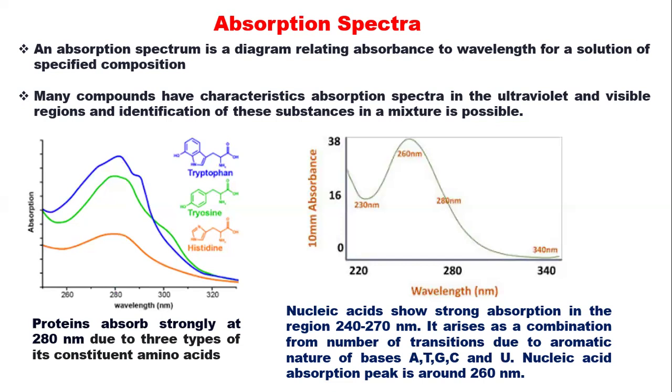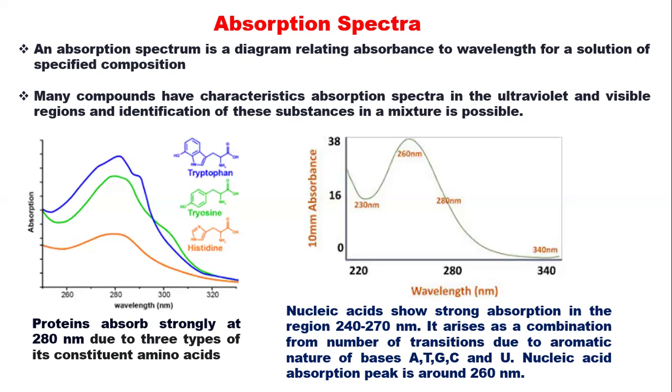Also nucleic acids have absorption maxima. They absorb due to the aromatic nature that is found in the bases, that is adenine, thymine, guanine, cytosine, and uracil. And they have absorption maxima at 260 nanometer. There are other substances or compounds that do not absorb, for example, sugar or glucose.